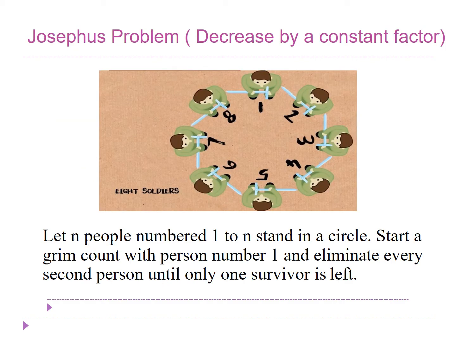Josephus problem. Let n people numbered 1 to n stand in a circle. Start a grim count with person number 1 and eliminate every second person until only one survivor is left. The solution to the Josephus problem is a decrease by a constant factor algorithm.